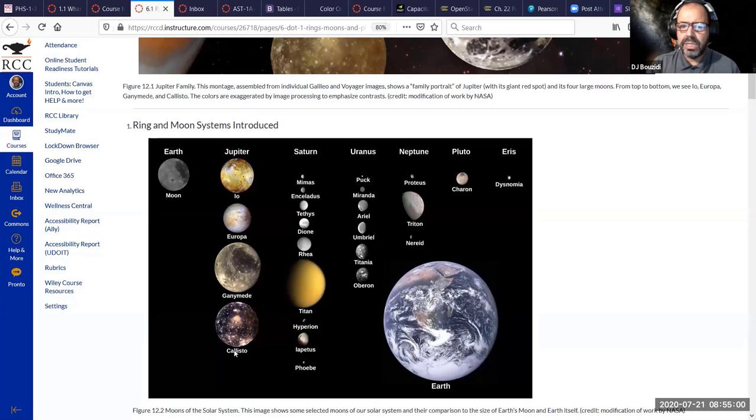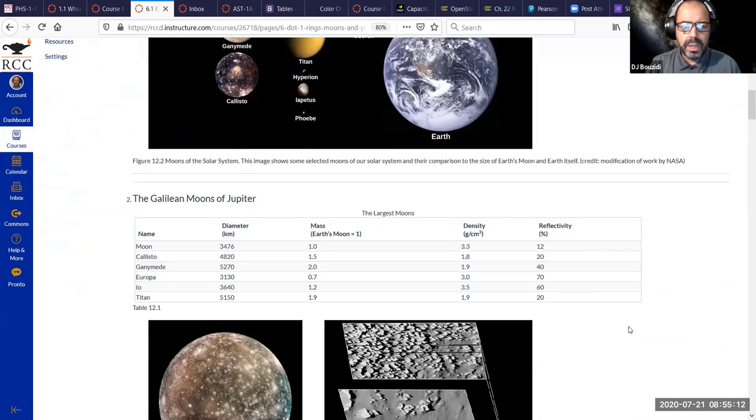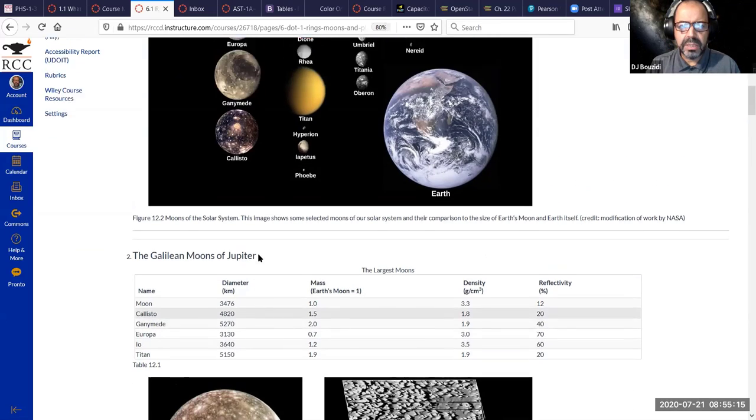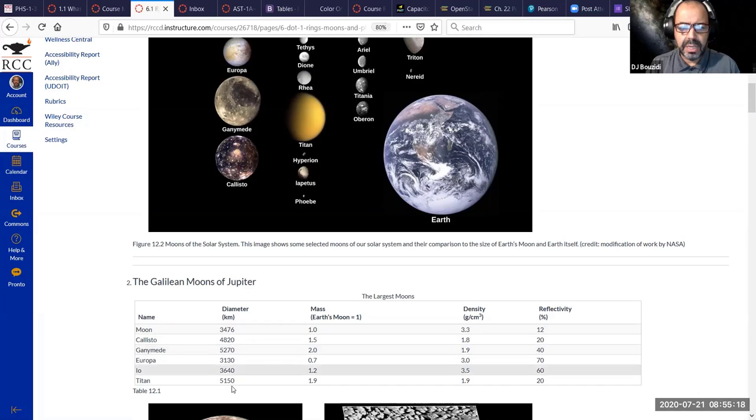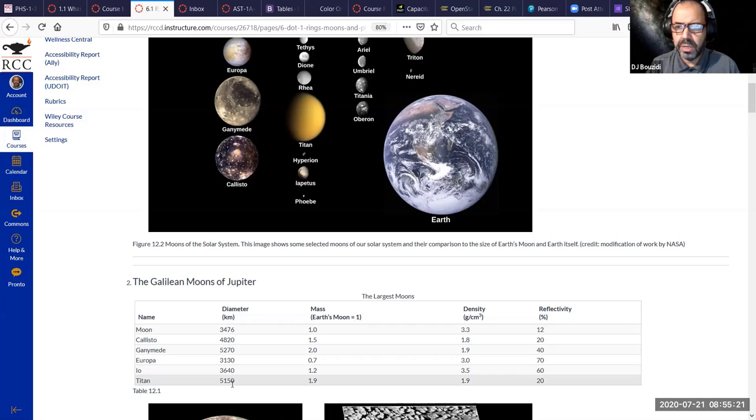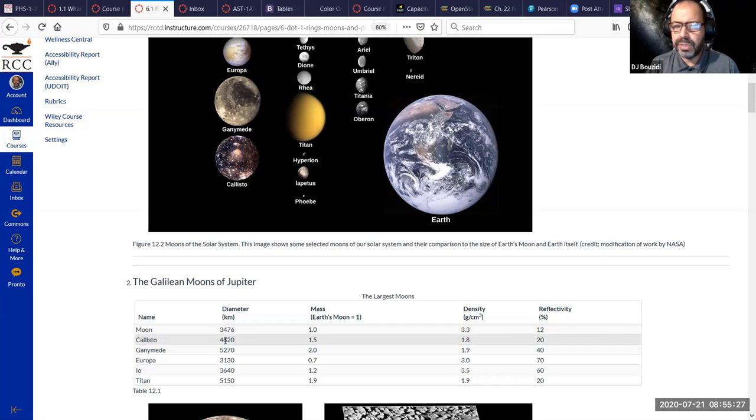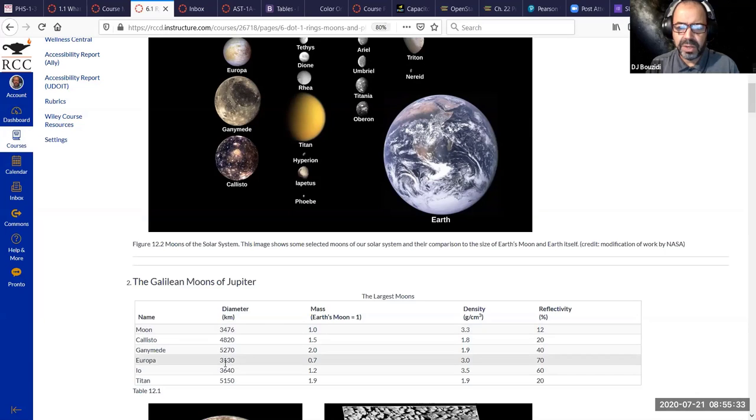Now, in a nutshell, these are called the Galilean system, because it was Galileo who discovered them when he looked at them in the early 1600s. In terms of size, as I mentioned, Ganymede is the biggest, followed by Titan, the moon of Saturn. Then you have another moon of Jupiter, Callisto, followed by Io, followed closely by the Earth's moon, and then followed by Europa. So those are the biggest moons in terms of size, and also in terms of mass. And in terms of density, they are not too far different from one another, okay?